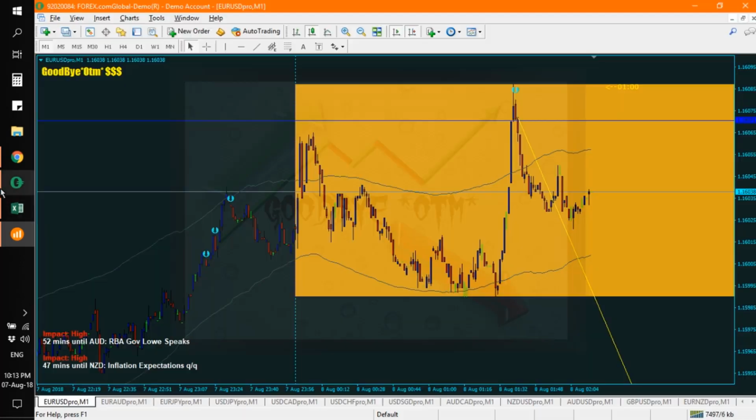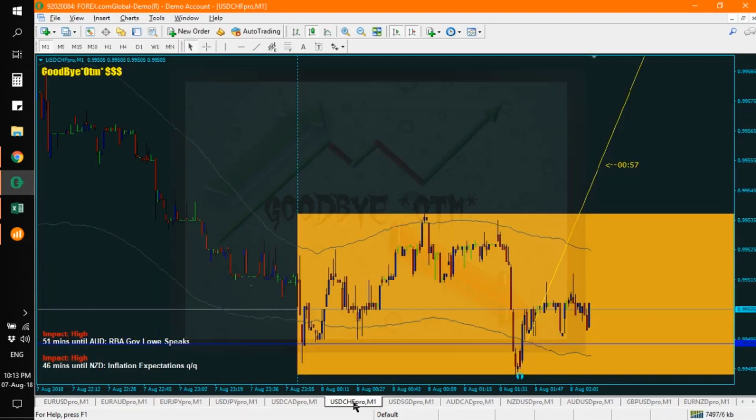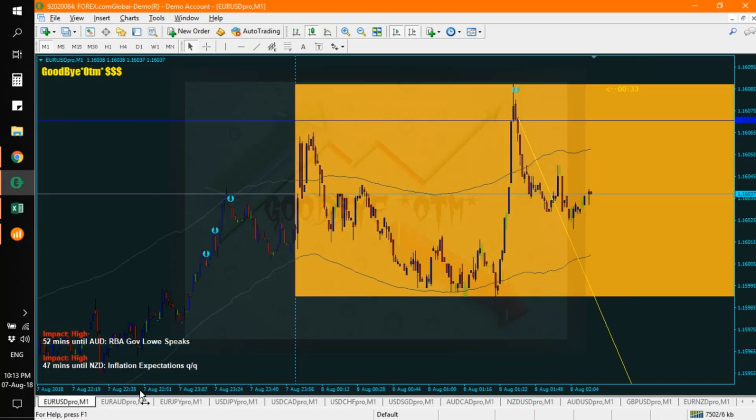And let me check how the USD CHF is looking. A very nice position from this point all the way up. It's been 30 minutes ITM over there. Okay. So very nice trades, both of them.